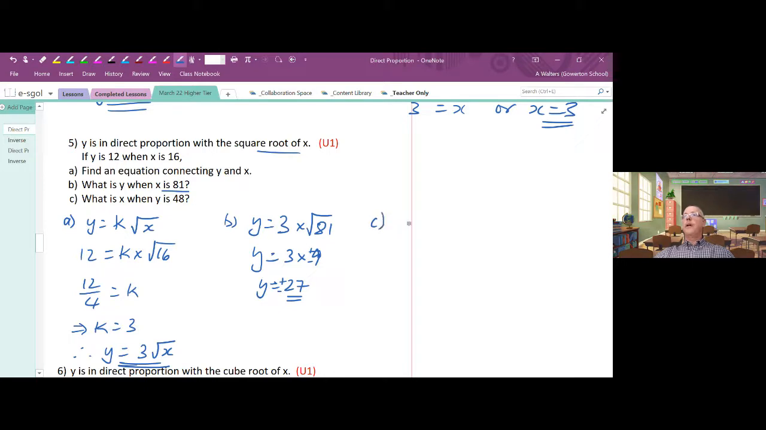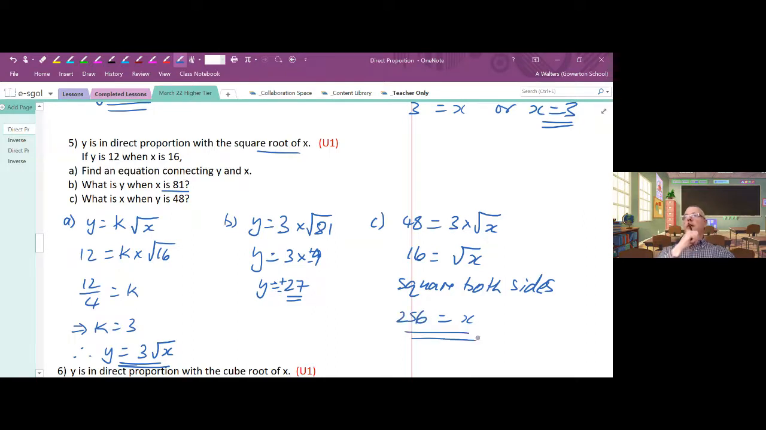Question C, y is 48, so 48 is equal to 3 times the square root of x. So 48 shared by 3 is 16, equals the square root of x. Now, the way I get this answer is I square both sides. Because if I square the square root of x, I've got just x. And if I square 16, it's 256. You may be allowed a calculator for that. I've said unit 1, possibly unit 2, but you should be able to multiply 16 by 16 to give you 256.